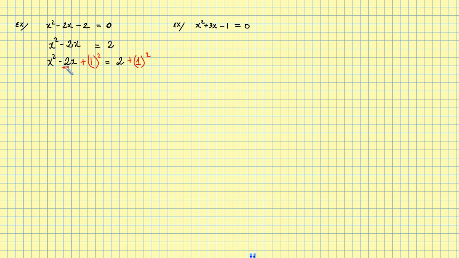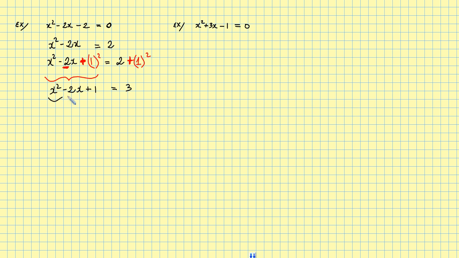Now, it is always going to be positive. I'm going to be taking the positive regardless of whether the middle x term here is positive or negative. It will always be plus. So all I have now left is x squared minus 2x plus 1 is equal to 2 plus 1, which equals 3.